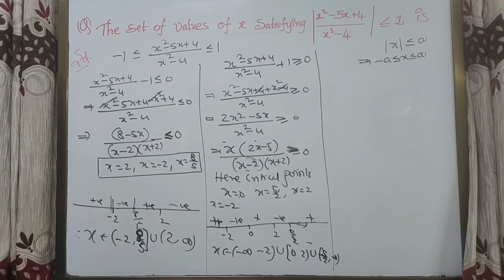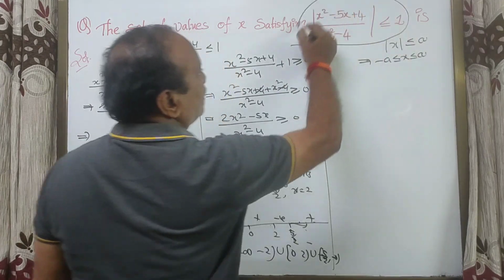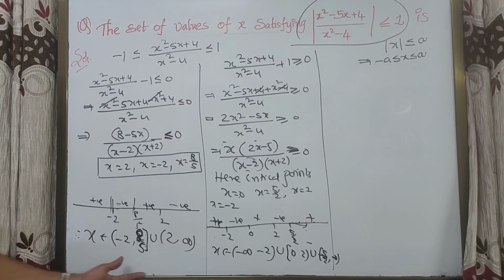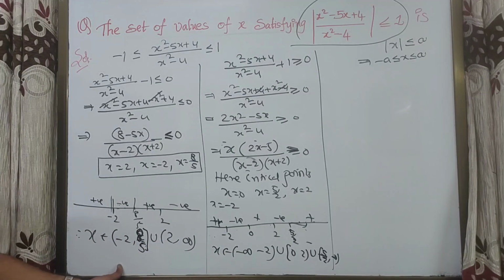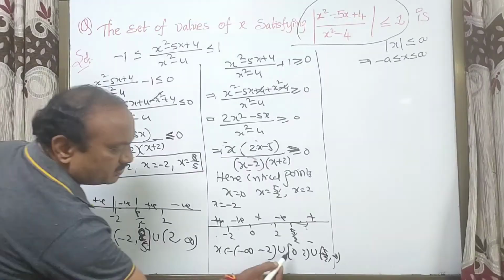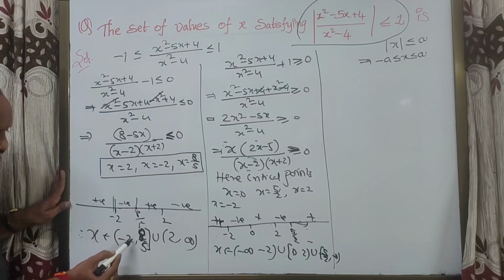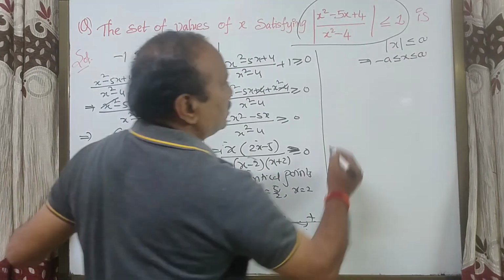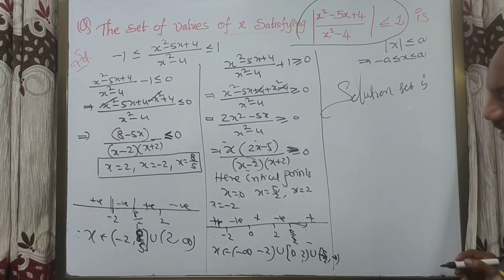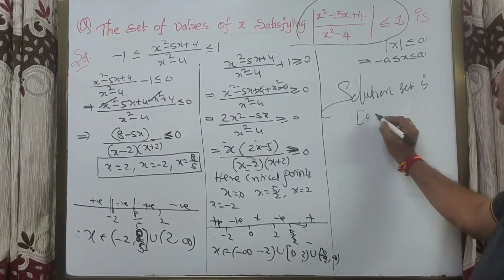My dear students, this inequality holds good for the common values of these two. What are the common values for these two? Tell me the common values. In between 0 to 2, here minus 2 to 8 by 5. 8 by 5 is 1.6. From 0 to 8 by 5 is in both. The solution set is the common interval. Tell me the common interval. 0 to 8 by 5.